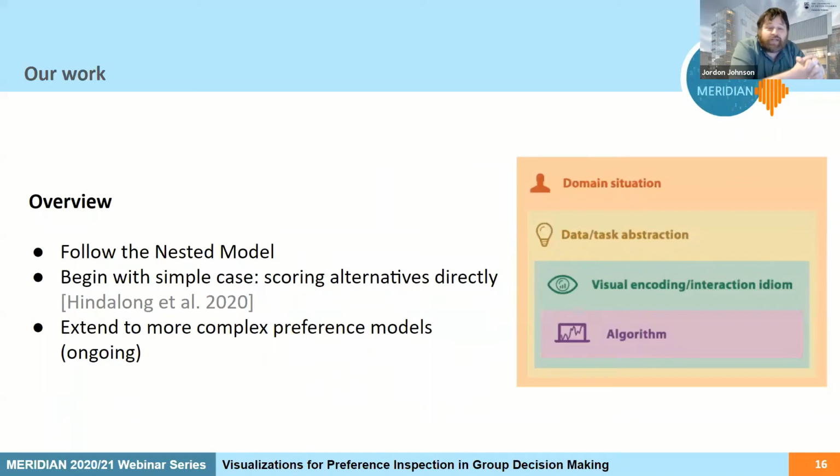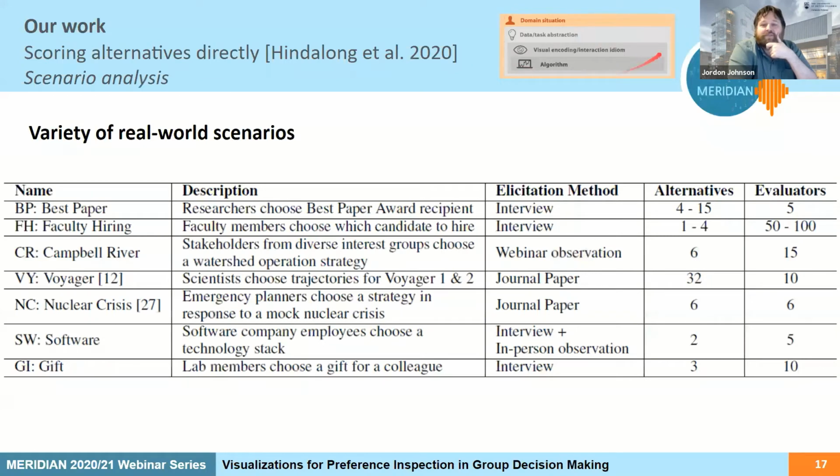All right. So our work, as I said, follows the nested model of visualization design. But since group decision-making is still not a trivial domain by any stretch of the imagination, we begin with the simplest case where we are scoring alternatives directly. And that is the focus of the paper that was just linked here. We do also have ongoing work where we extend this to more complex preference models, but the bulk of this will be discussing our work for scoring alternatives directly. I've got the nested model up here at the top with the relevant section highlighted, just in case you're wondering which part of the nested model we happen to be in at any point.